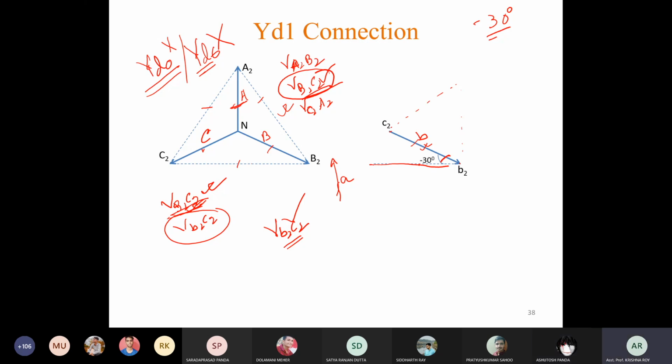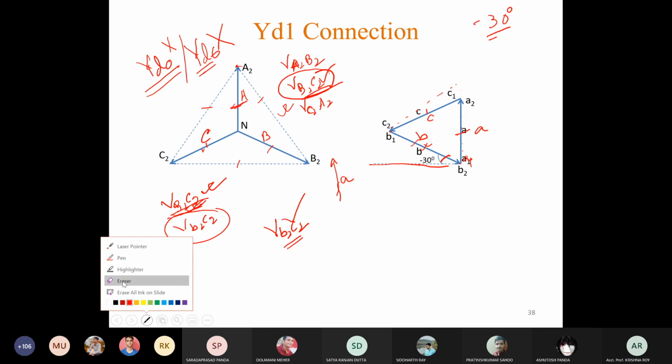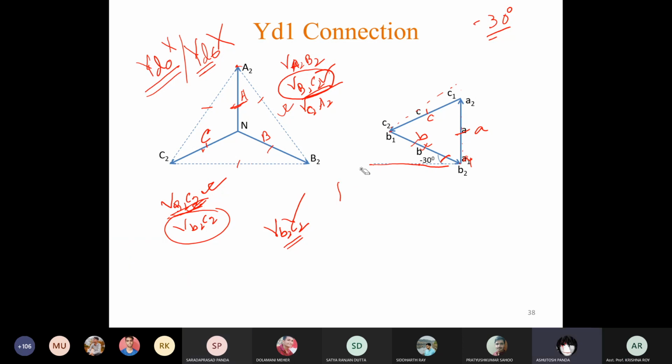Yes, sir. So draw the other two phases. So this point is A2, C. This point is C2, already fixed. So this has to be our A phase. This has to be our C phase. So once we have identified all the phases, we can identify the other terminals also. So this terminal will be A1. Similarly, this one will be B1. This one will be C1. So identify the other terminals and phases. Clear? Yes, sir.